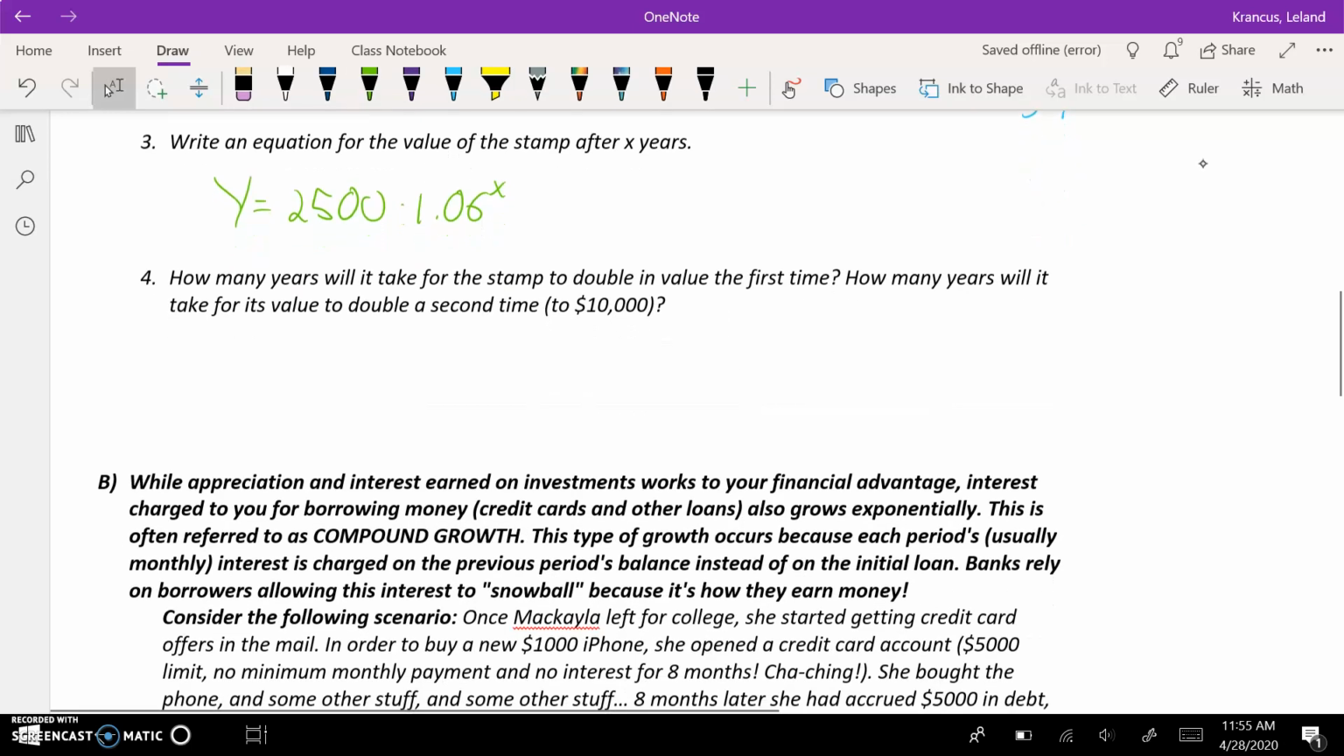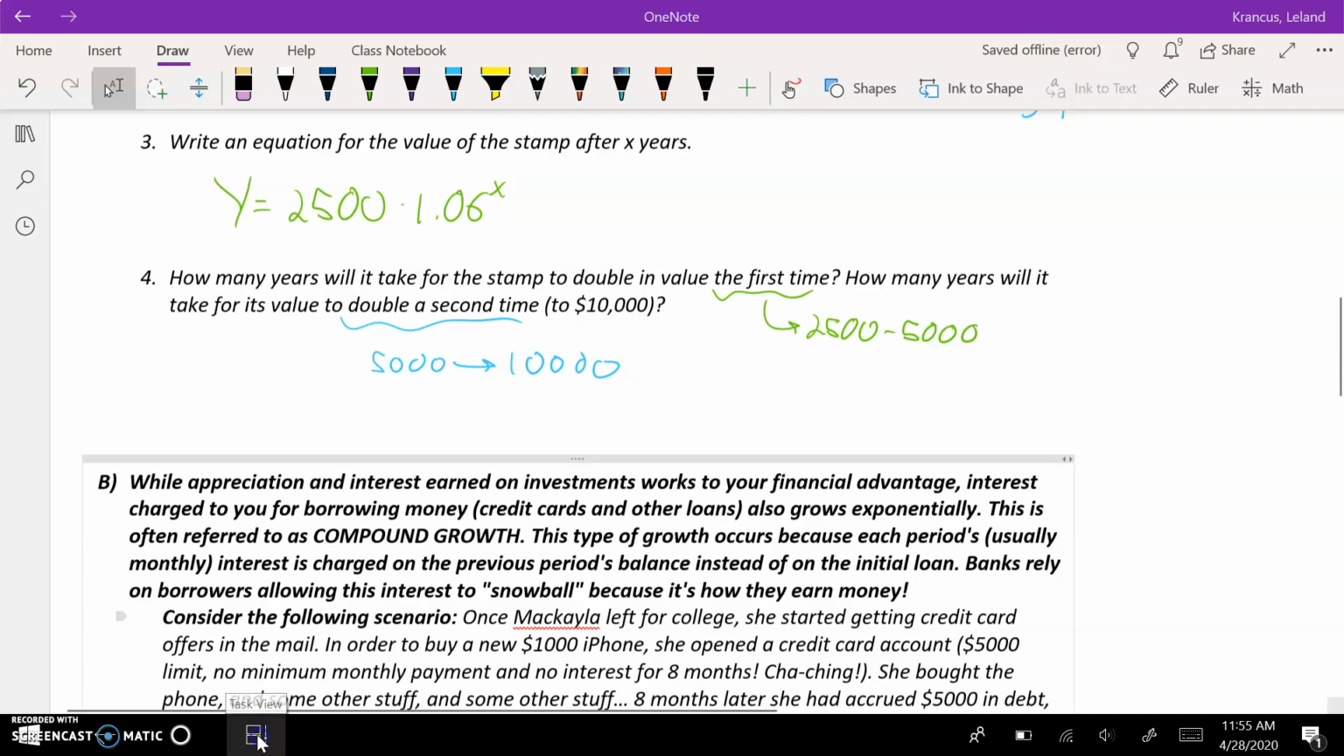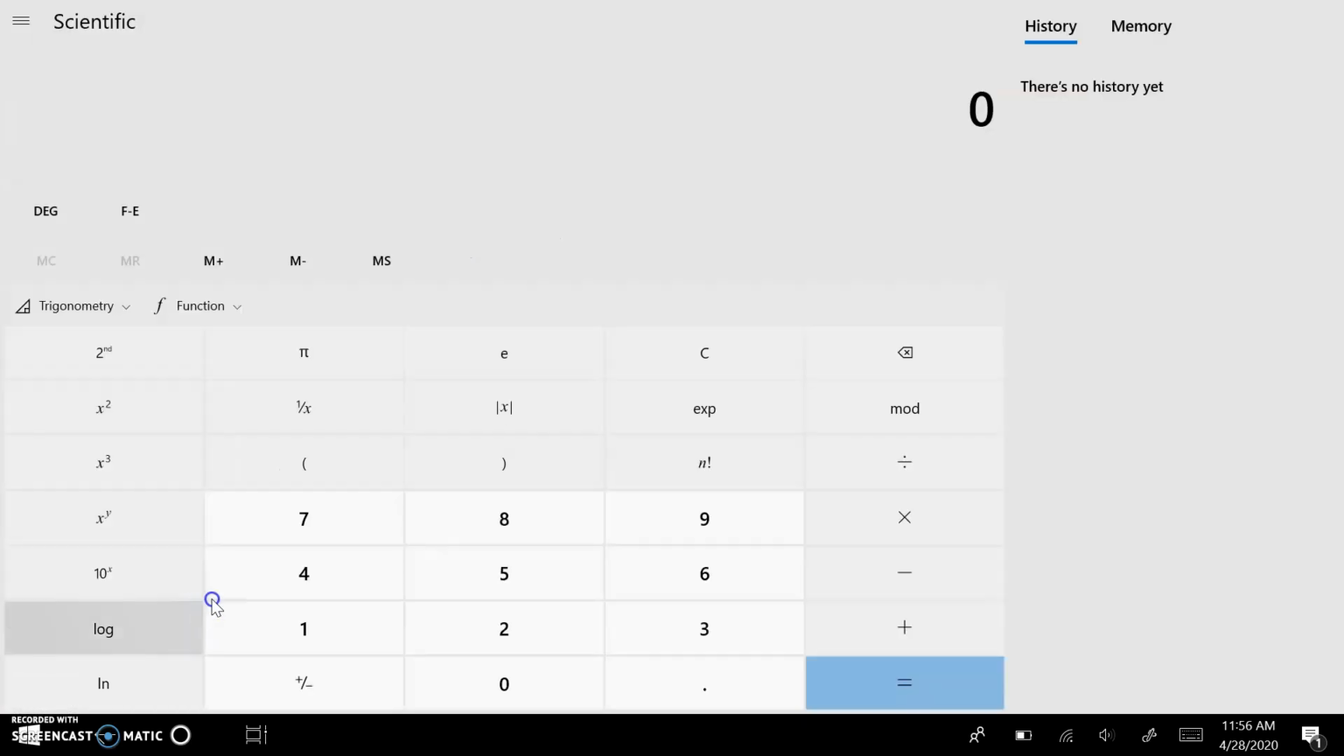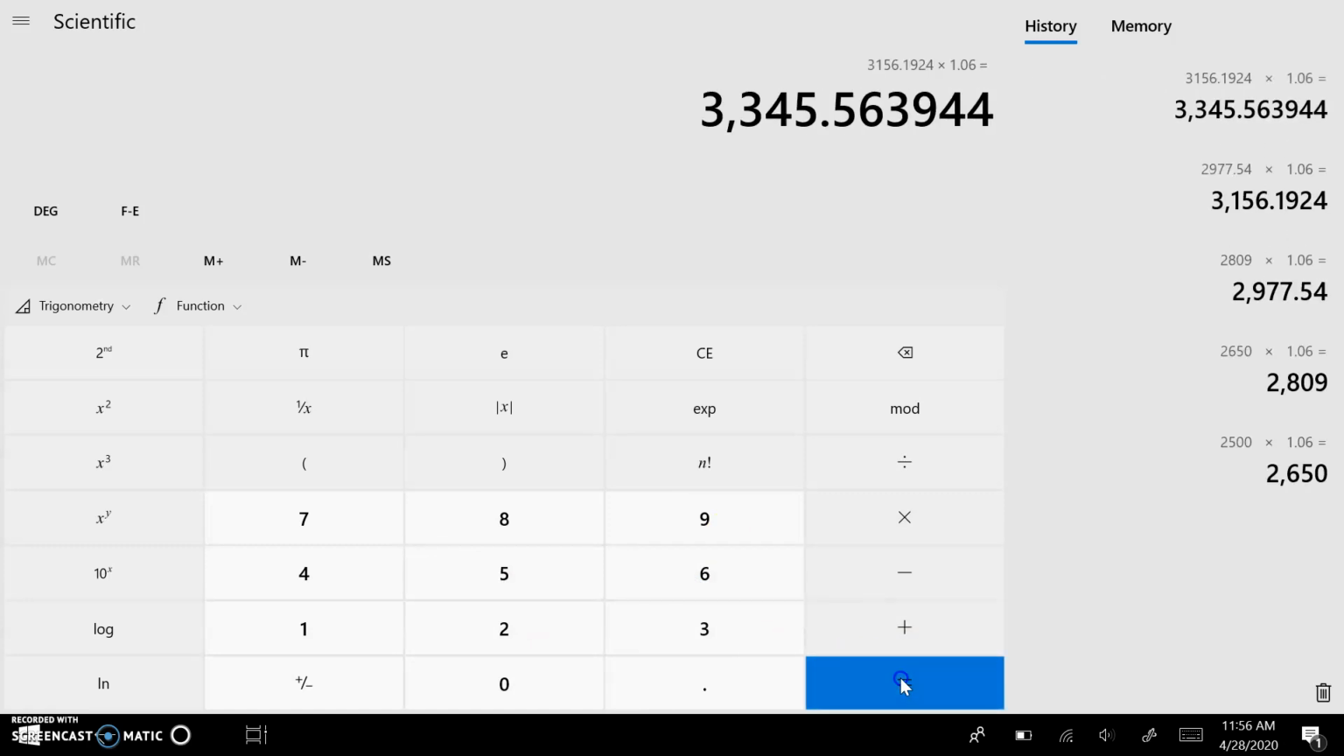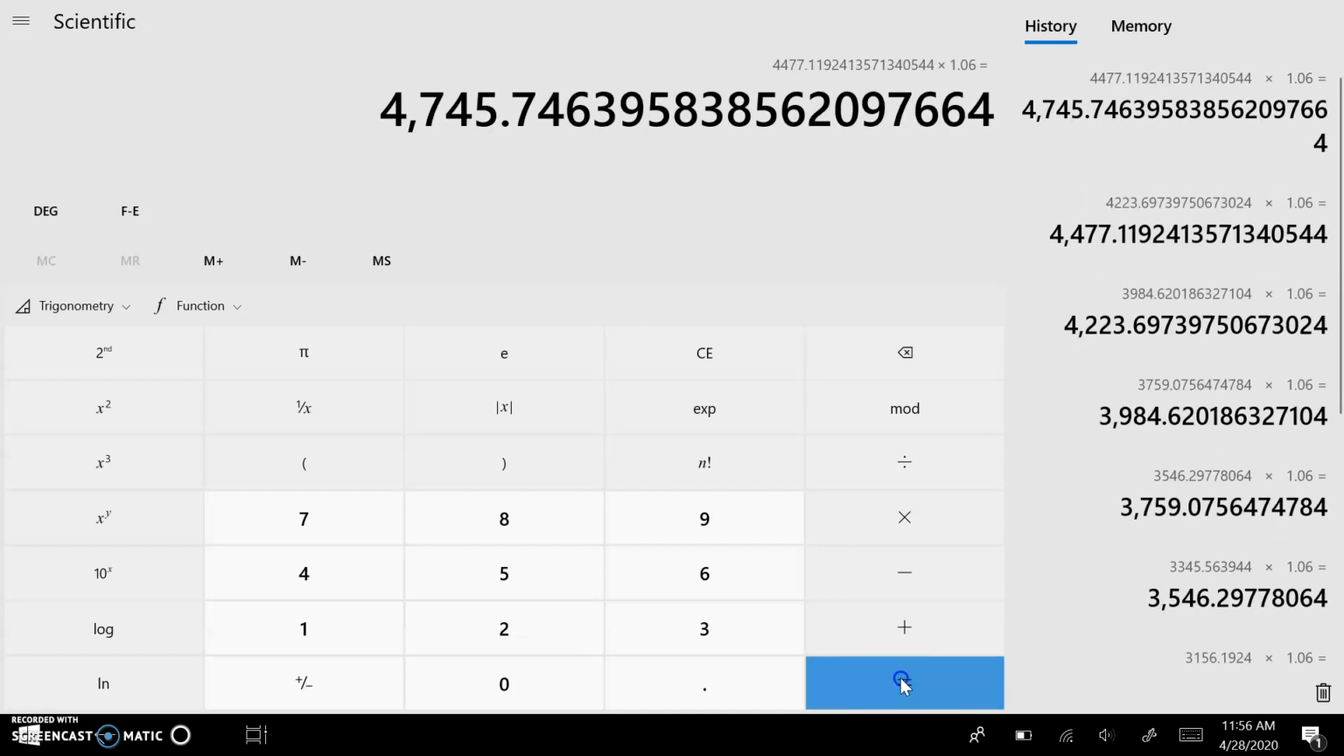So if we want to figure out now how long it takes for that stamp to double, so doubling the first time means it's going from 2,500 to 5,000. Doubling the second time is going from 5,000 to 10,000. And this is where we need to go to our calculator and just count how many times we multiply that by 1.06. Twice, 3 times, 4, 5, 6, 7, 8, 9, 10, 11, and 12.